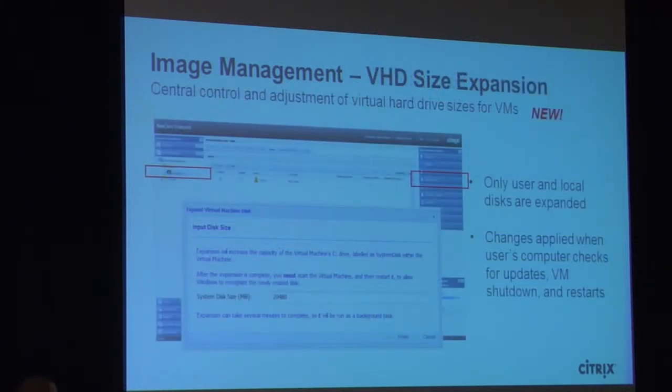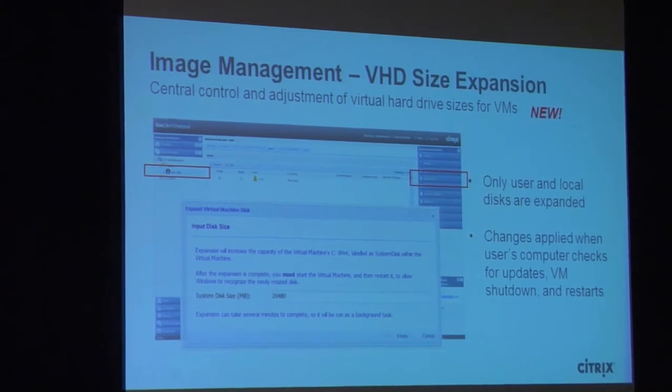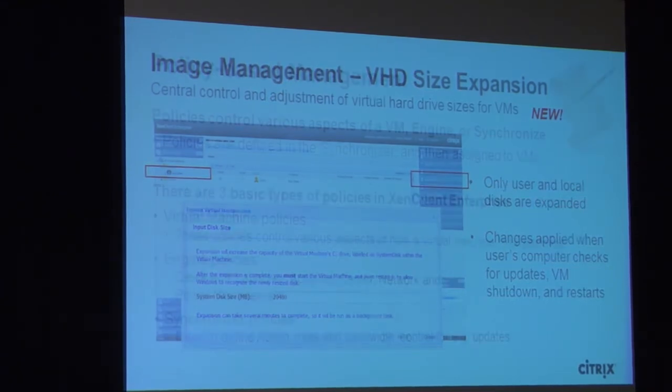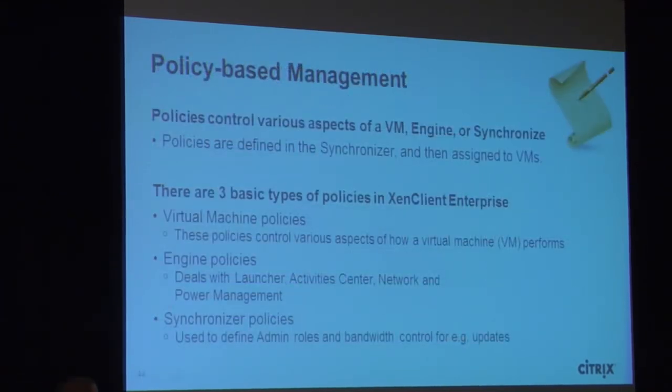Your image management, again, we now have the capability, and I know this came up last year, the year before, and many other years, to dynamically regrow your disk after you've already deployed it. Before, we would set you in stone onto what you do. Now you can dynamically grow that disk and change it on the fly as to what it needs to be as things come around. 3 basic types of policies: virtual machine policies, engine policies, synchronizer policies.